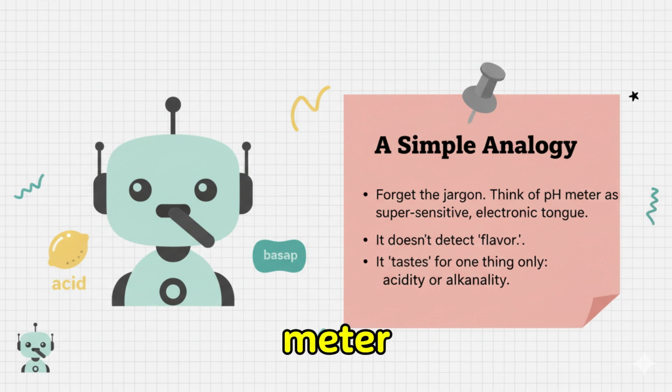Think of a pH meter as a super-sensitive electronic tongue. It's not tasting for flavor, it's tasting for acidity or alkalinity. In a pH-metric titration, we use this electronic tongue to watch, in real time, how the acidity of a solution changes as we slowly neutralize it. We're essentially creating a play-by-play report of the chemical reaction.